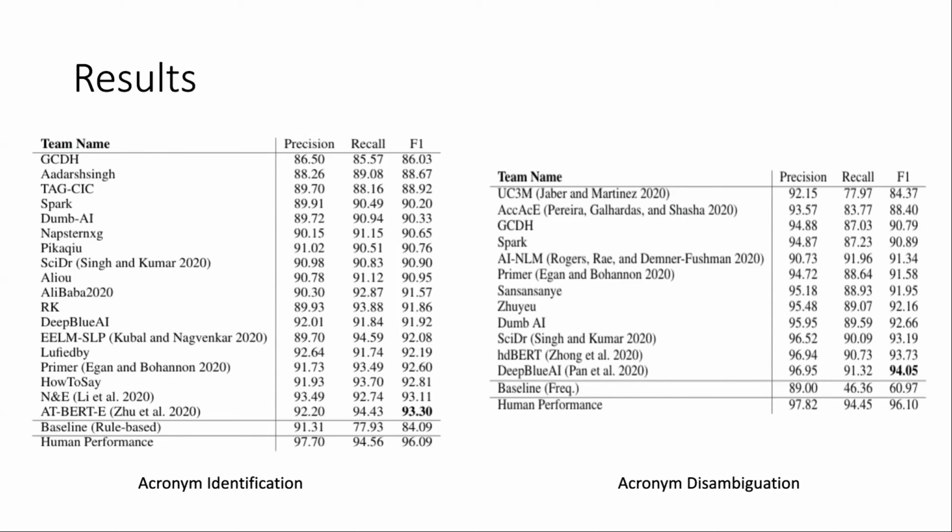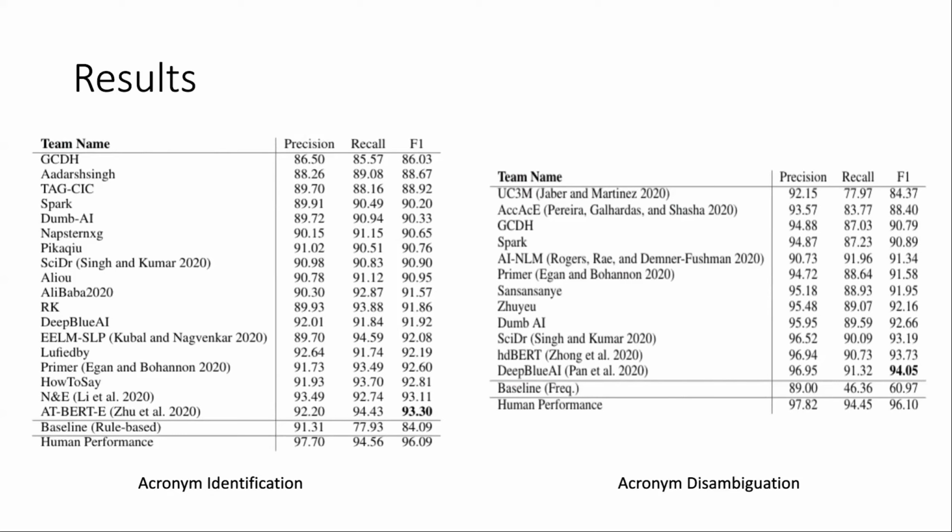And also for acronym disambiguation, we provided a baseline. We choose the acronym expansion with the highest frequency in the training data as the prediction for the disambiguation. And again, the participating systems significantly improved the performance compared to this baseline, but we still have a gap between the best performing model and the human performance. So more research is also needed for acronym disambiguation.